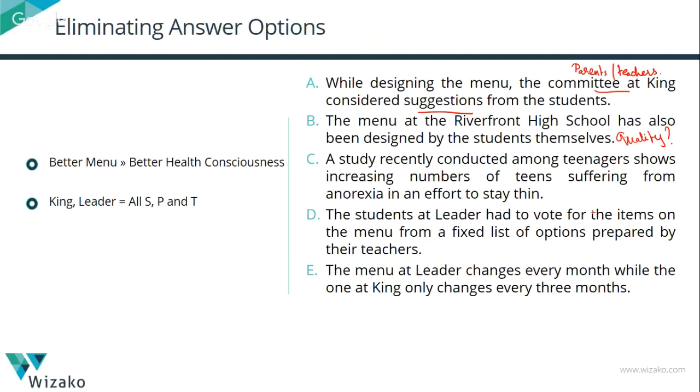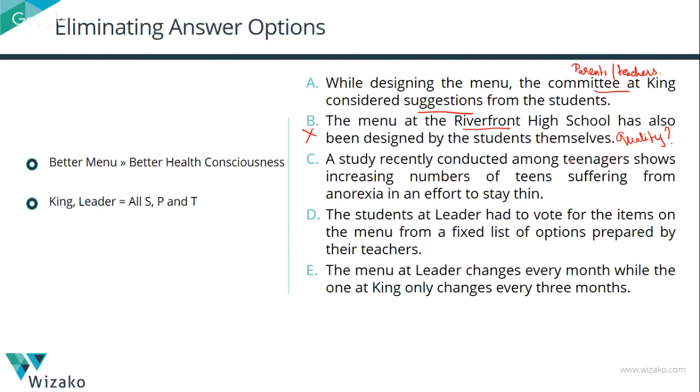What do we know about the quality of the menu at Riverfront? We do not have that information, and that is why B does not weaken the argument. If B said that the menu at Riverfront was designed by the students, but it was not as healthy as the menu at Leader, then yes, B can be used to weaken the argument. But it doesn't talk about how healthy the menu at Riverfront is, right? So that's why B will not work.